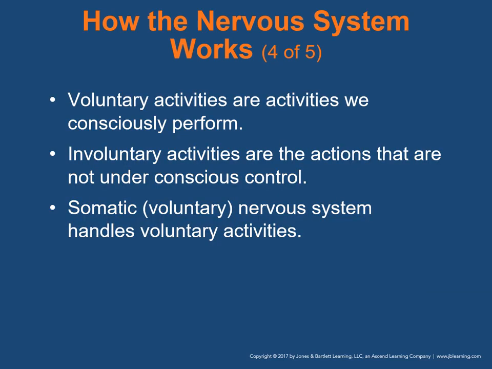Voluntary activities are activities that we consciously perform in which sensory input determines the specific muscular activity. Involuntary activities are the actions that are not under conscious control, such as breathing. The somatic or voluntary nervous system handles voluntary activities. The brain interprets the sensory information that it receives from the peripheral and cranial nerves and responds by sending signals to the voluntary muscles.